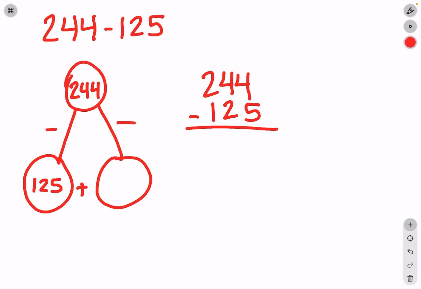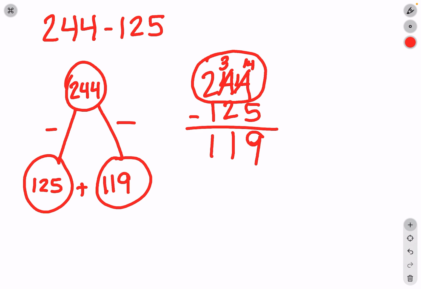I cannot do 4 minus 5. Many of you need to still be circling that top number. I need to decompose a 10, so now I have 3 10s. I have 14 1s. 14 minus 5 is 9. 3 minus 2 is 1. 2 minus 1 is 1. So I got that my missing part is 119.